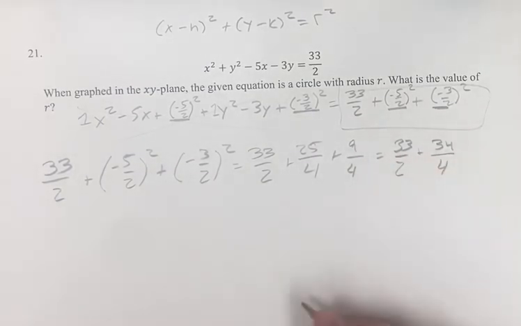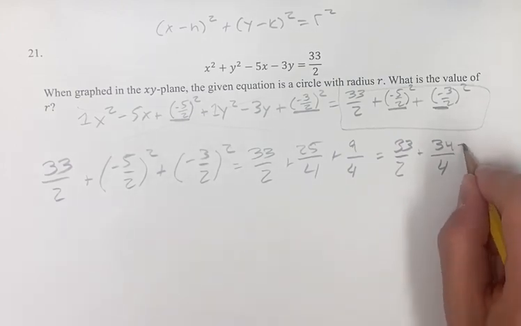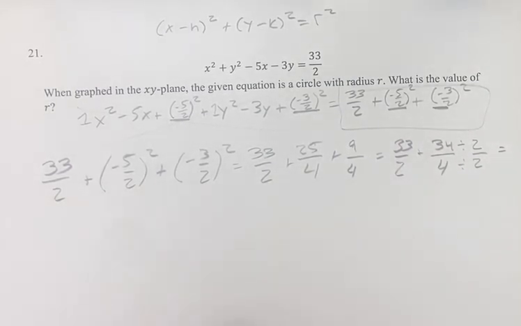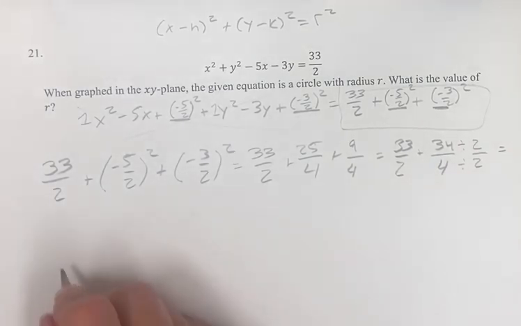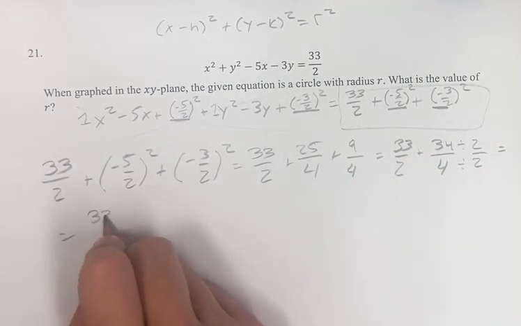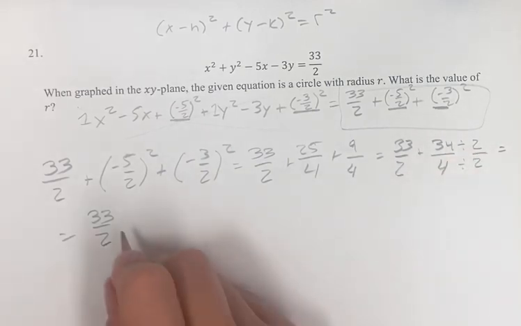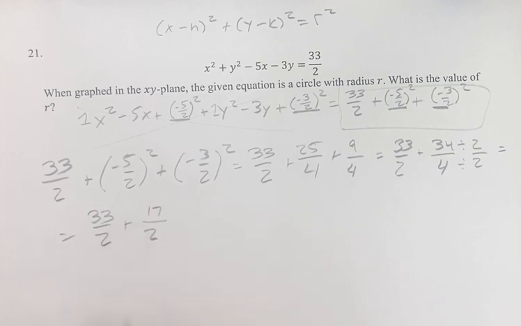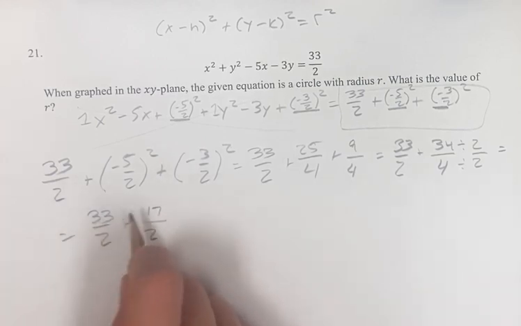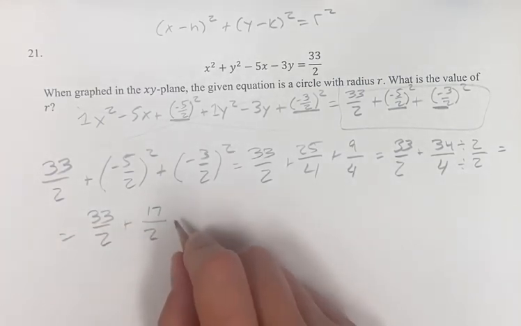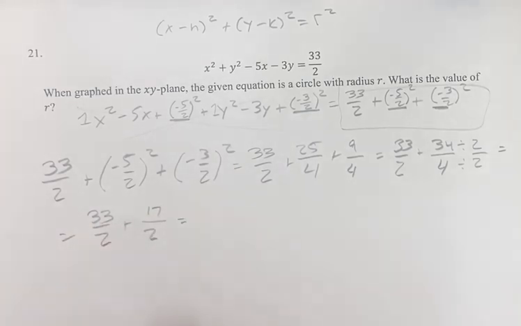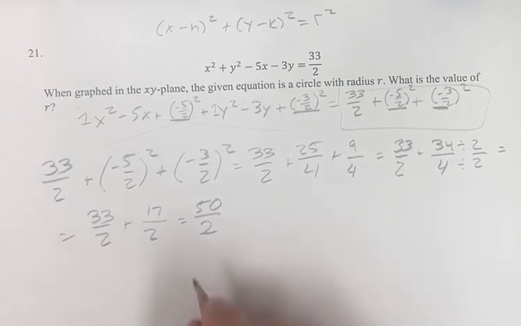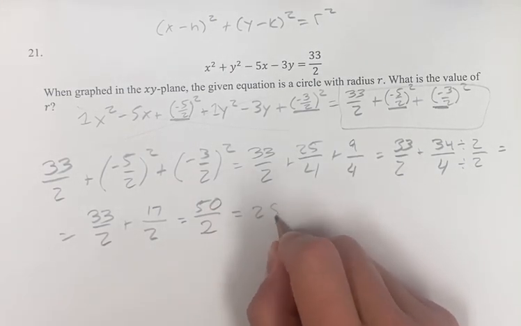If we want to get the denominator the same for these two, if we divide the top and the bottom by 2, we're essentially dividing by 1 since 2 over 2 is equal to 1. So 33 over 2 is staying the same. 34 divided by 2 is 17. 4 divided by 2 is 2. And now these have a common denominator, so we can add numerators and keep the denominator the same. So we have 33 plus 17, which is 50, divided by 2 with that common denominator, and 50 divided by 2 is equal to 25.